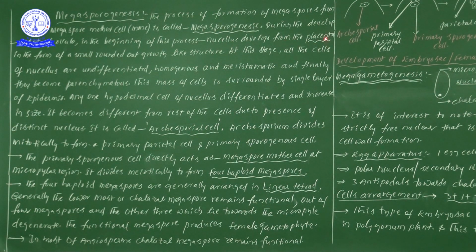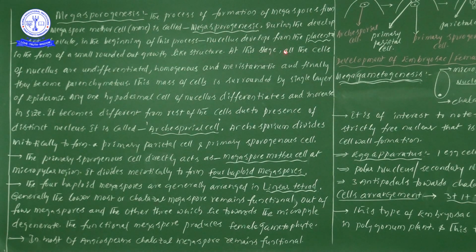new cells, the nucellus, develop from the placenta. How does this development take place? The nucellus develops from the placenta in the form of small rounded outgrowth-like structures. This information we don't know, so we have to learn it. So during the development of the ovule, in the beginning of this process, the nucellus develops from the placenta as a small rounded outgrowth-like structure.